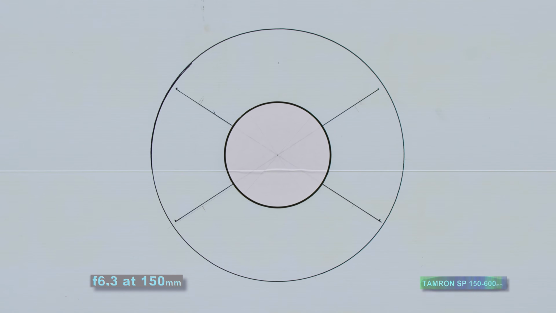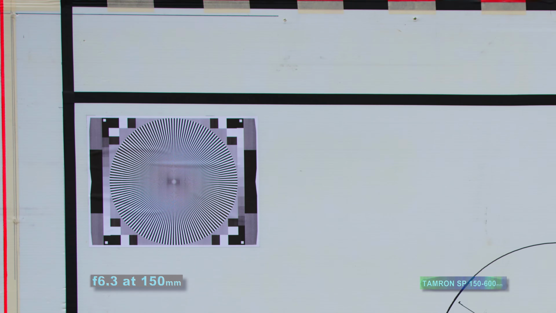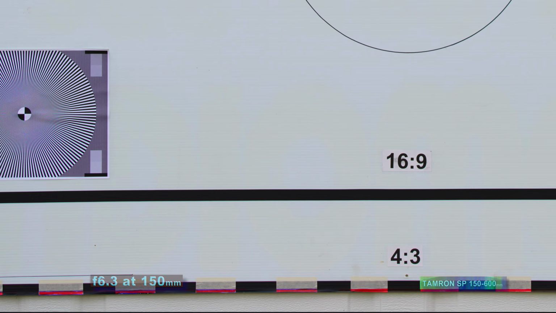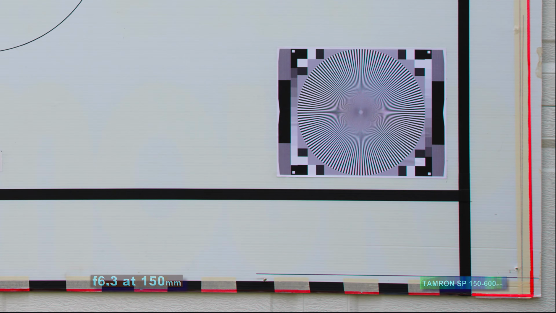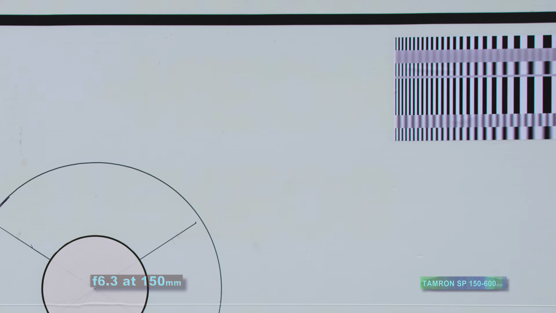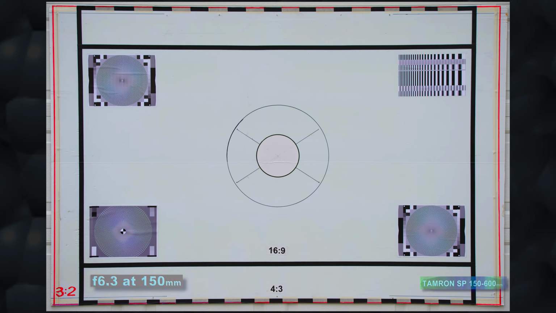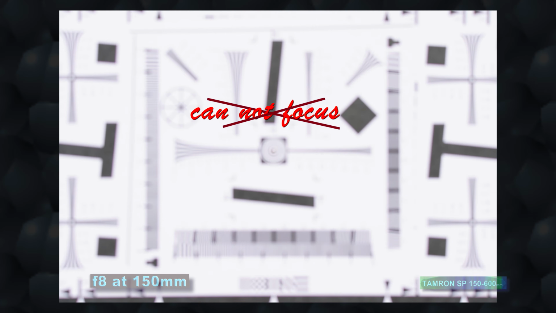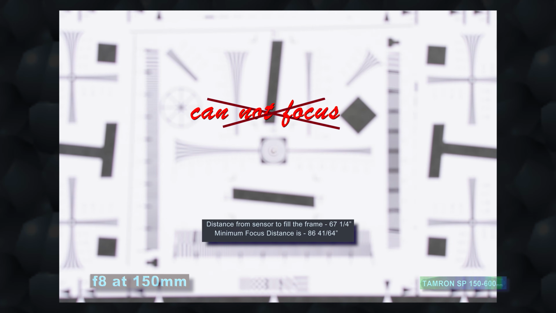Then I repeated the test the same way with the Tamron 150 to 600mm G2 lens at 150mm, and everything worked fine with the big chart. All the corners and center were in focus and sharp. But the result with the small chart was the same as with the Sony lens, for the very same reason. The minimum focus distance of the Tamron lens is greater than the distance needed to fill the frame with the small chart.